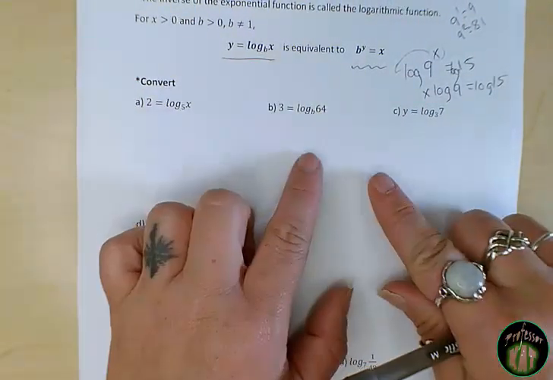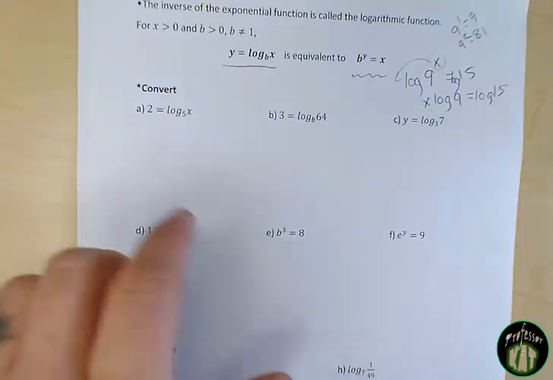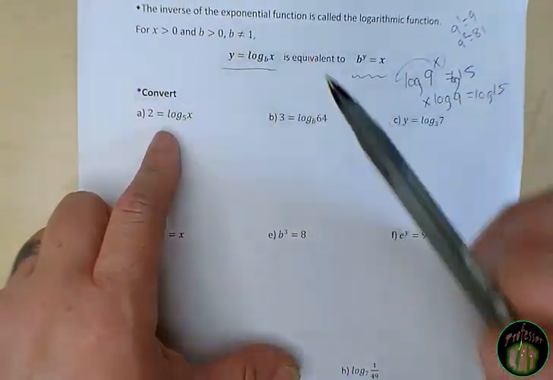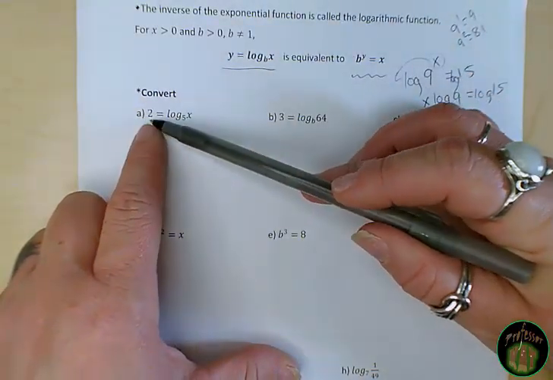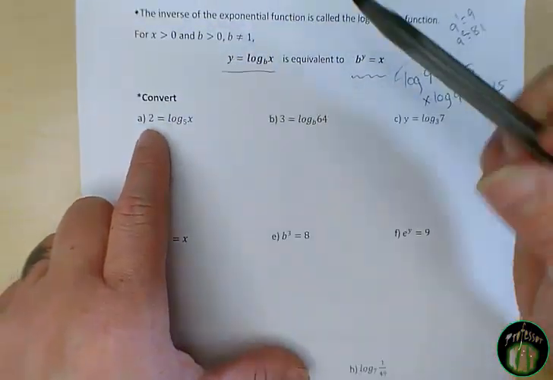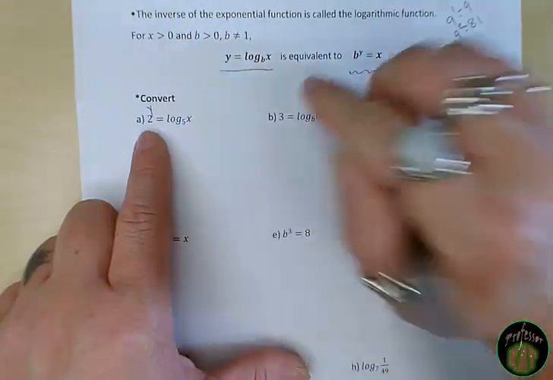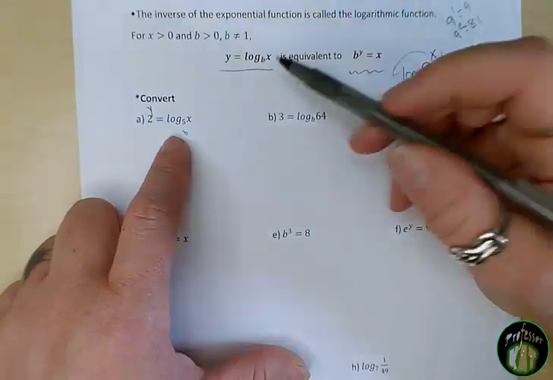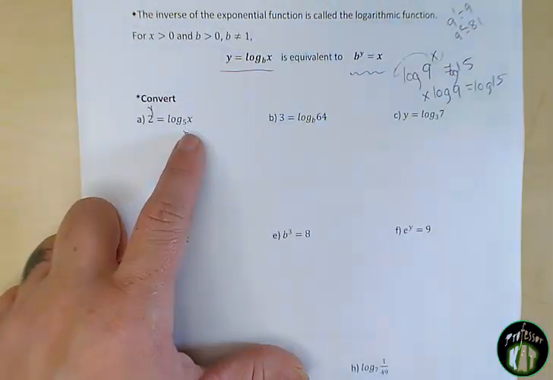So our first three examples, we're going to go from logarithmic to exponential. I always say pay attention and compare it to the property. This 2 is where this y is, right? So 2 would be our y here. And that is equal to log base b. So that means this 5 here is a b. Then x is just an x.